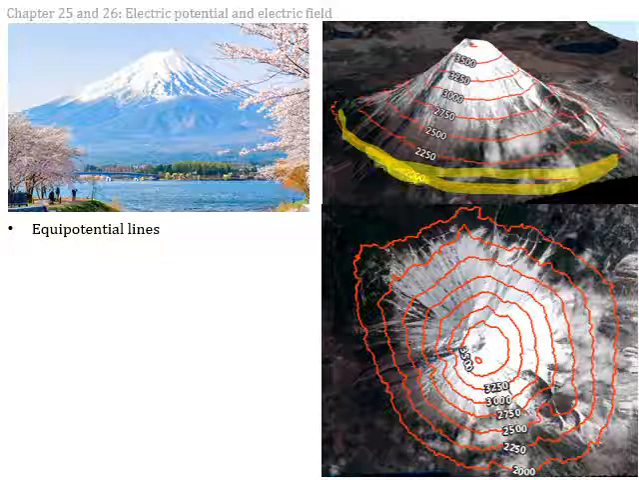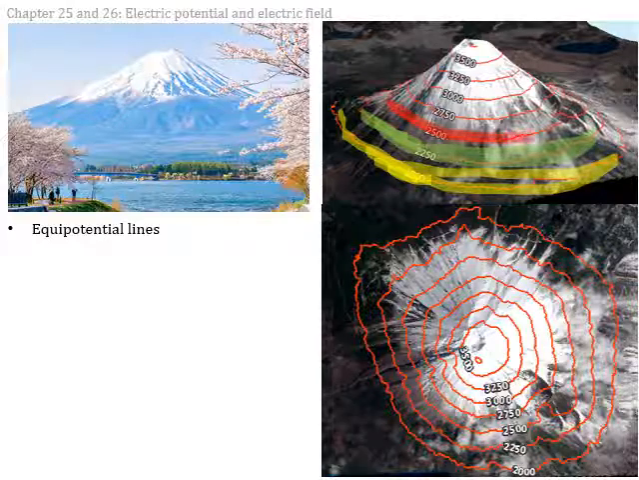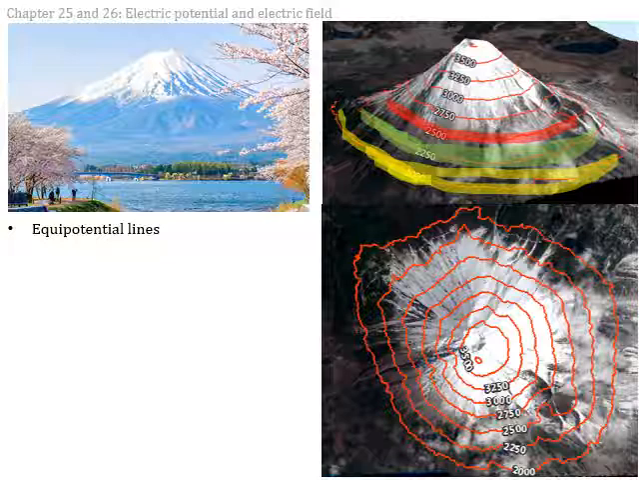So for example, this bottom line is labeled 2000. Anywhere on that line, you're at an altitude of 2,000 meters. The next line up is labeled 2250. So when you move to that line, you've gone to a new altitude of 2250. When you go to the next line up, now you're at an altitude of 2,500. So those lines show places where you're at constant height.